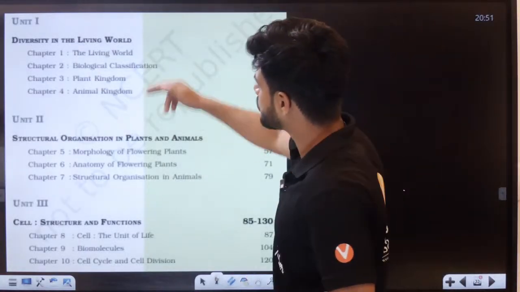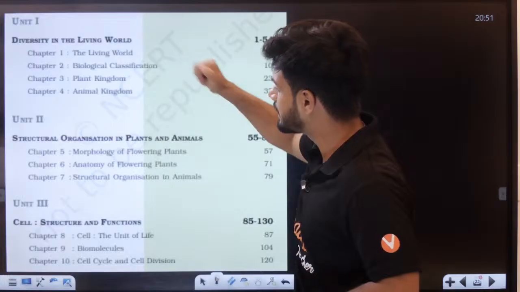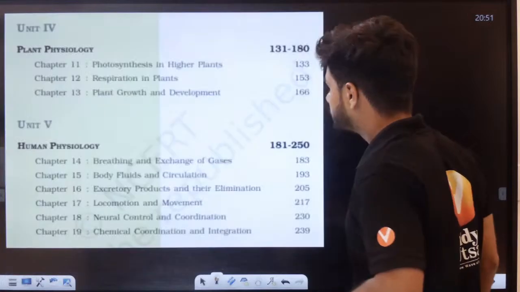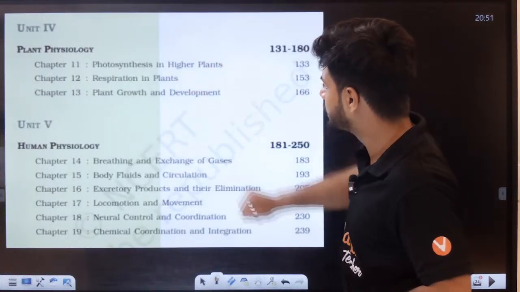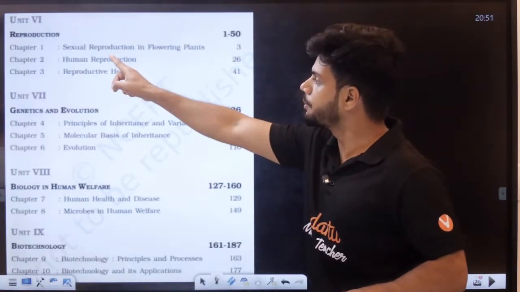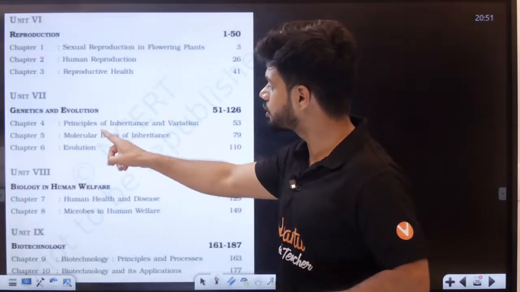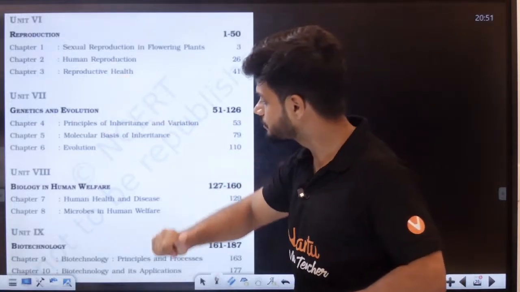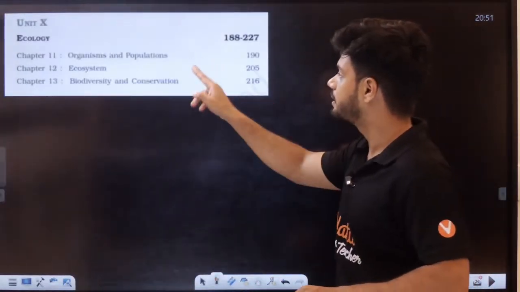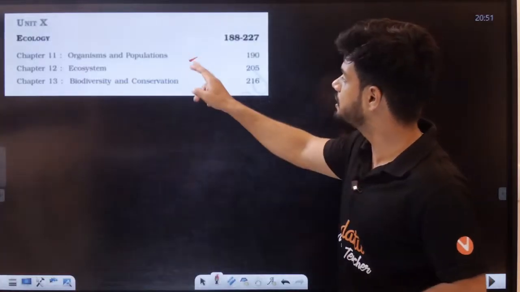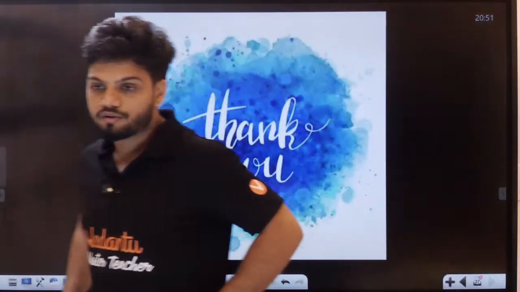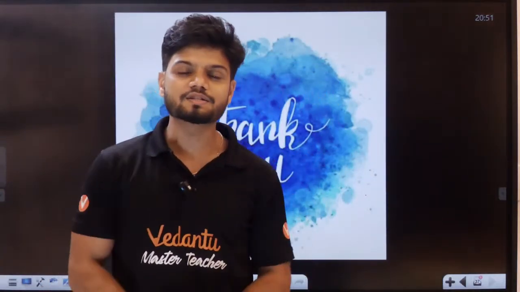So you can see, students, we have your living world, biological classification, plant kingdom, morphology, anatomy, cell, biomolecules, cell cycle. Yes. Photosynthesis, respiration, plant growth. This is your entire class 11th. In class 12th, we have sexual reproduction in flowering plants, principles of inheritance, molecular basis. Again, Gopika teaches that. Then we have the microbes chapter. Then students, we have the entire ecology at the very end. 3 chapters of ecology at the very end.